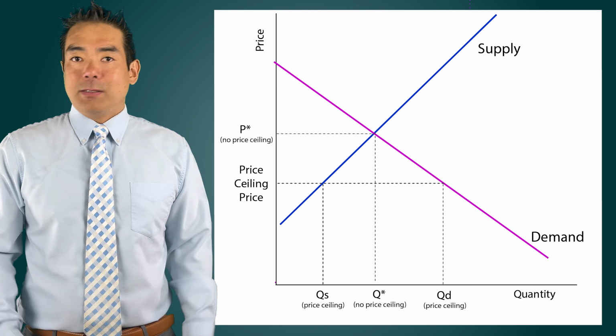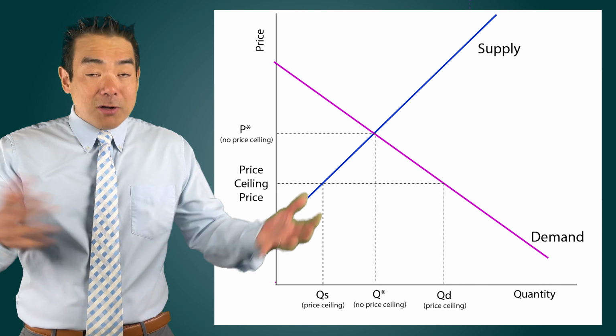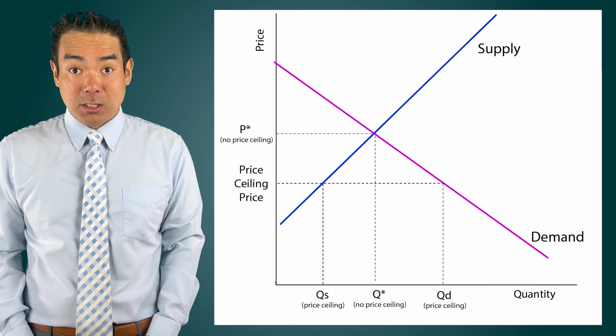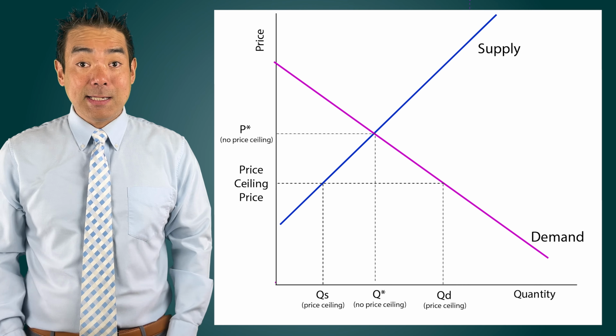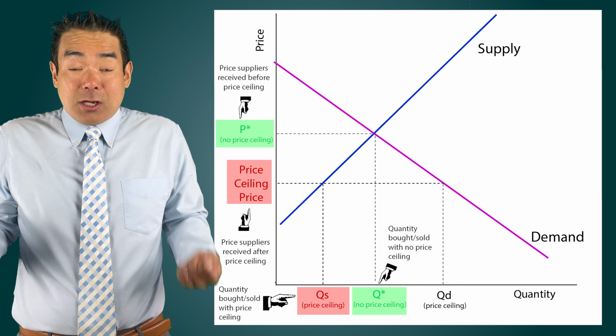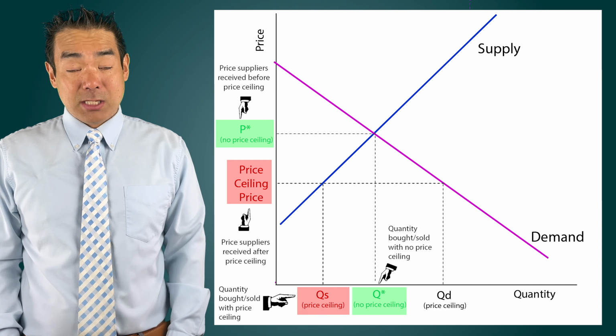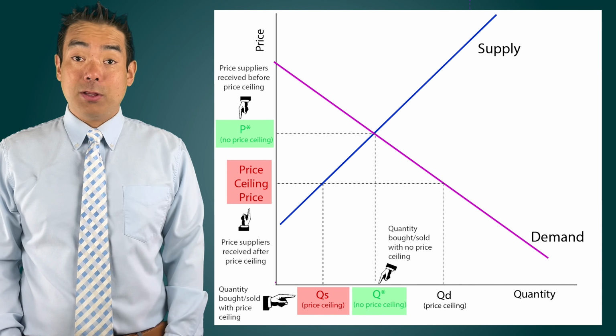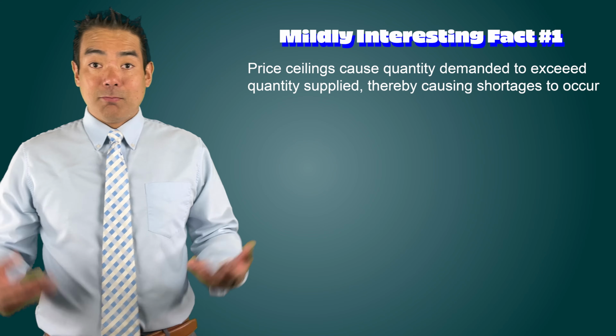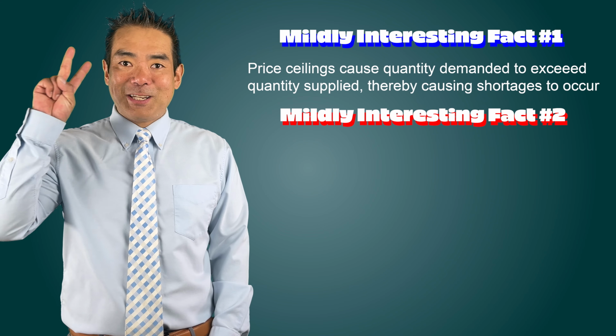What about suppliers? In our example, the landlords. Well, clearly, suppliers are all worse off. They're forced to sell at a lower price, and they're going to sell less as some suppliers are going to decide to decrease the quantity that they supply due to the lower price that they're now getting. Which brings us to mildly interesting fact number 2.